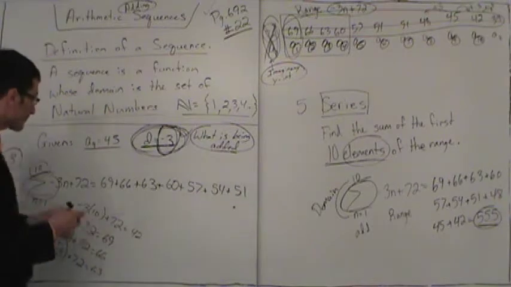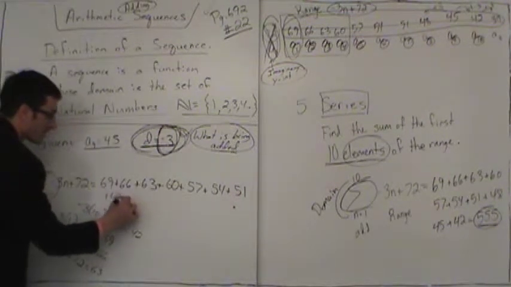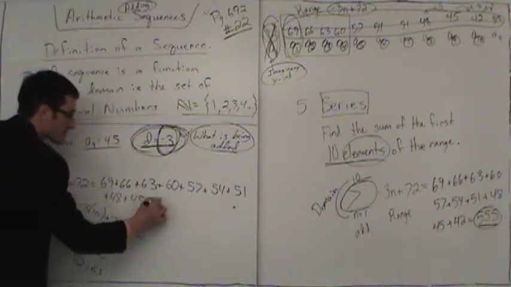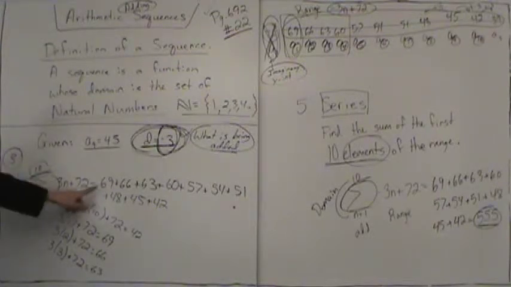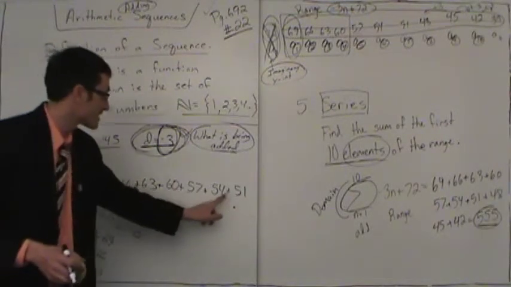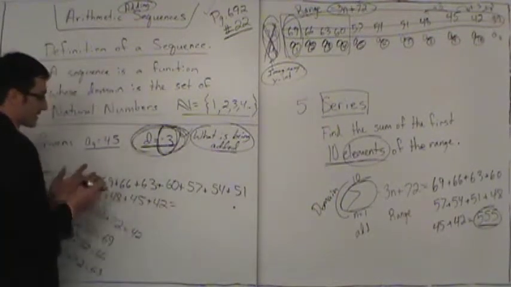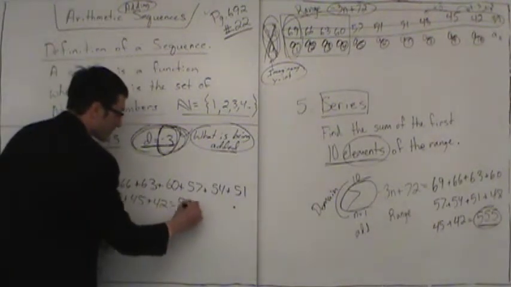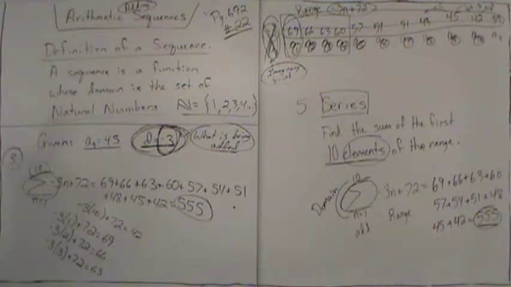So keep going. 51 plus 48 plus 45 plus 42. And now you can simply count to make sure there are how many numbers from 1 to 10? There are 10. So we said 1, 2, 3, 4, 5, 6, 7, 8, 9, 10. Yes, this is all of them. And we get 555. All right, so the sum of these numbers is 555. See if you can figure out this trick.